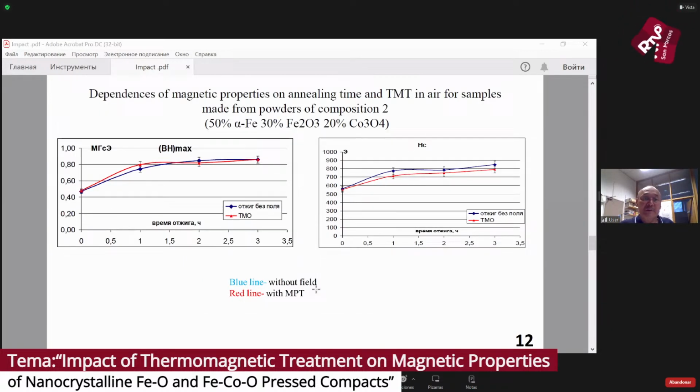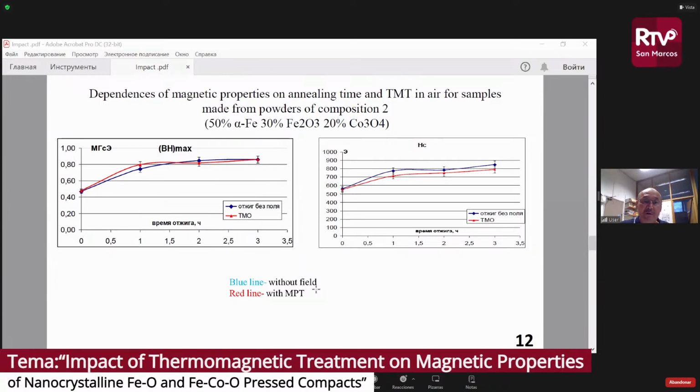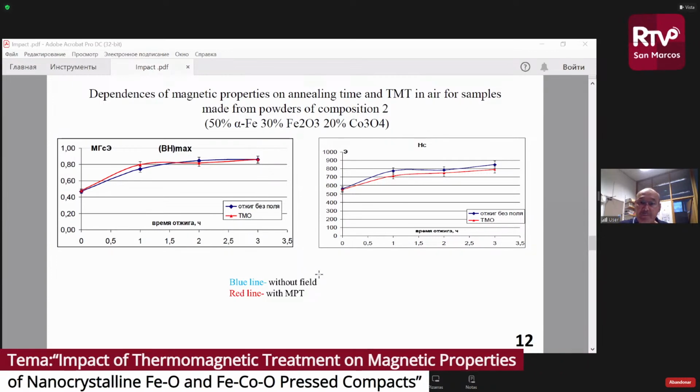On this slide, we can show the dependence of magnetic properties on annealing time for thermomagnetic treatment in air for samples made from powders of composition 2. The content is like this: 50% alpha iron, 30% hematite, and 20% cobalt oxide. It's similar, you see. Next.